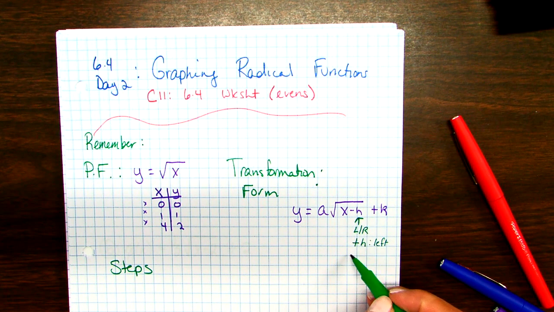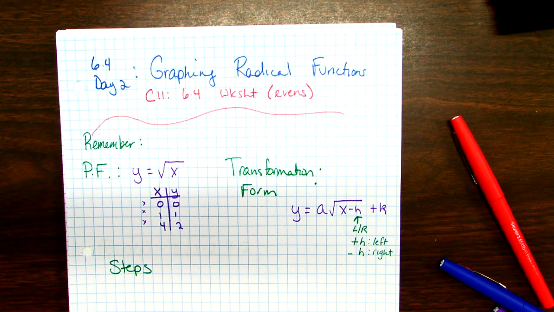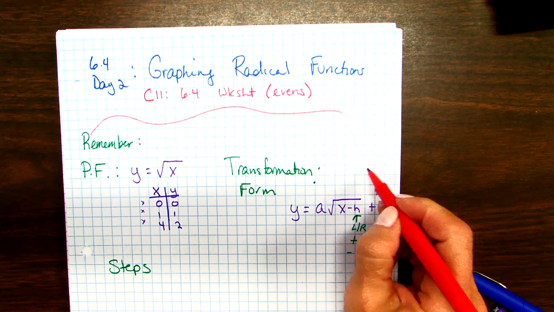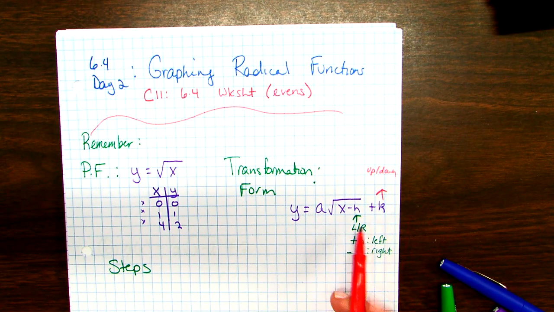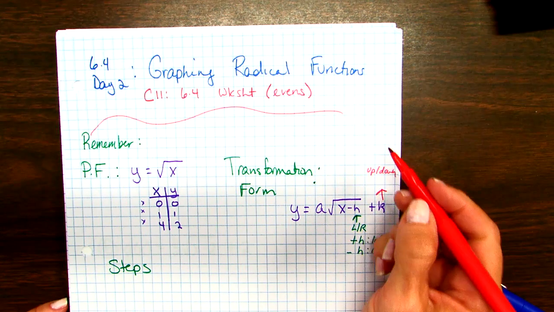So this is the same notes as yesterday. If it's a negative h, we go right. So that's what's tricky. The number under the radical, you have to think opposite, okay? But the number that's not under the radical, all the way to the right, that k value, that is your up, down. And you know the difference because the h is under the radical, the k is not. And the up and down is not opposite.